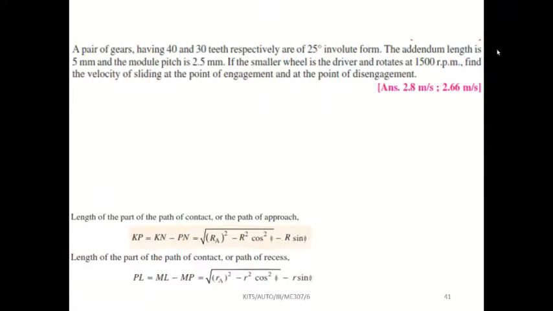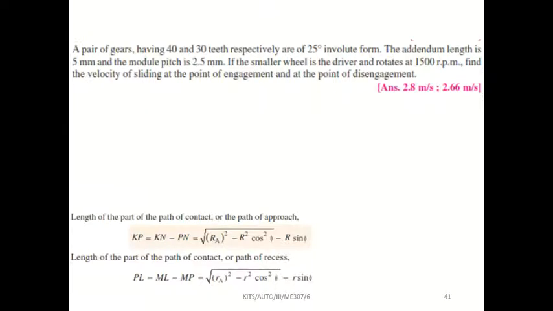First, let us read the question. A pair of gears having 40 and 30 teeth respectively are 25-degree involute form. The addendum length is 5 mm and the module pitch is 2.5 mm. If the smaller wheel is the driver and rotates at 1500 rpm, find the velocity of sliding at the point of engagement and at the point of disengagement. Okay, so this is the question.